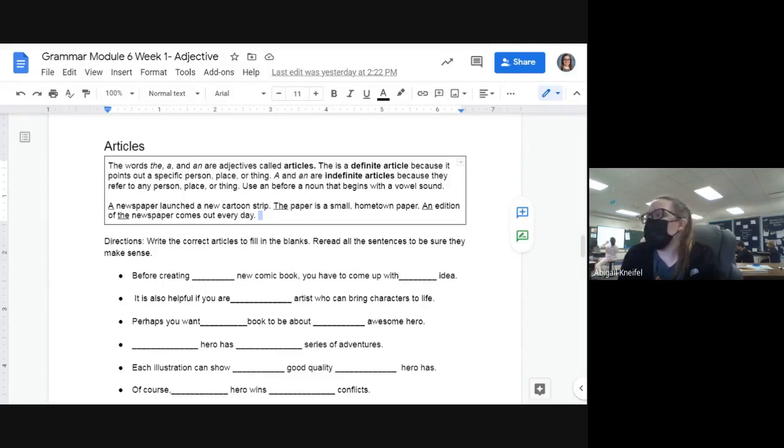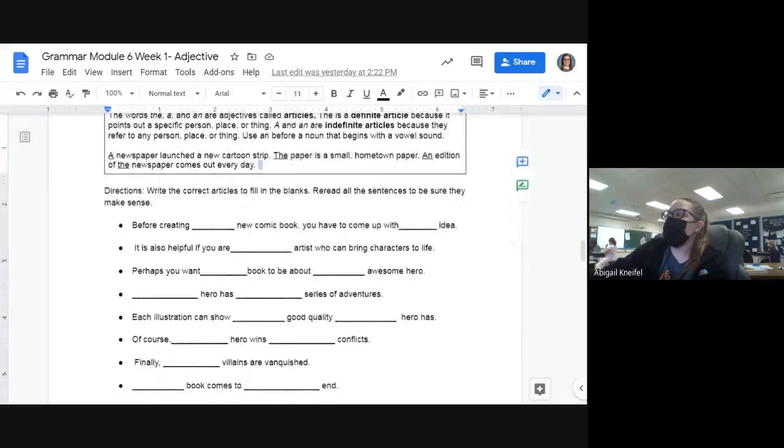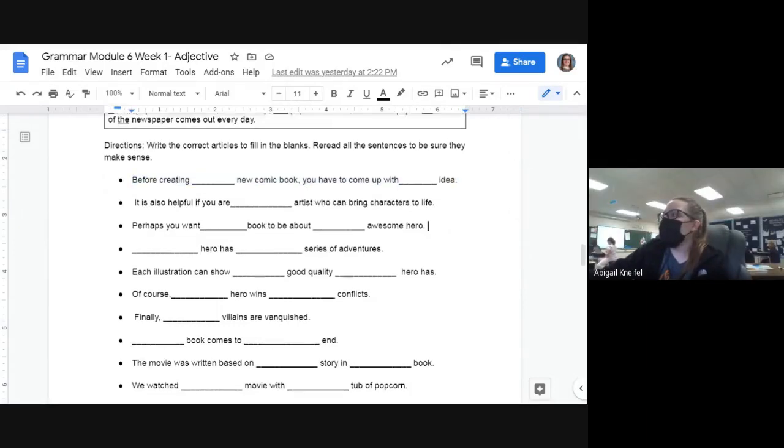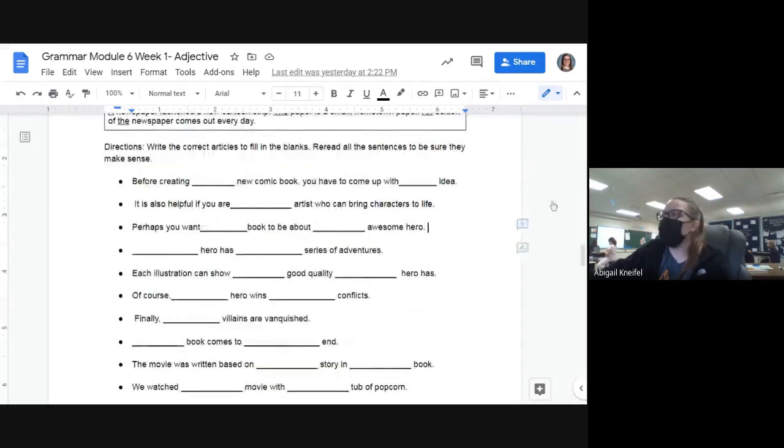A newspaper launched a new comic strip. The paper is a small hometown paper. An edition of the newspaper comes out every day. So we have a whole bunch of these. We are going to fill in with a, an, or the. We're going to do one at a time. Some of them have two blanks, some of them only have one. Okay, so the first one.